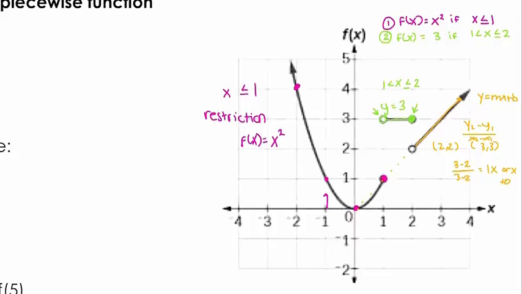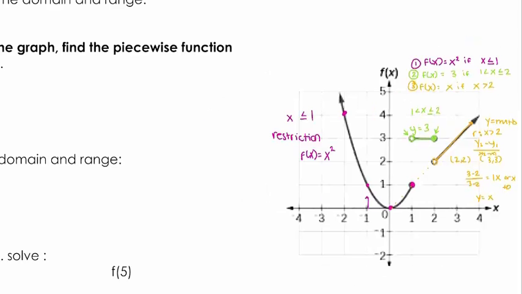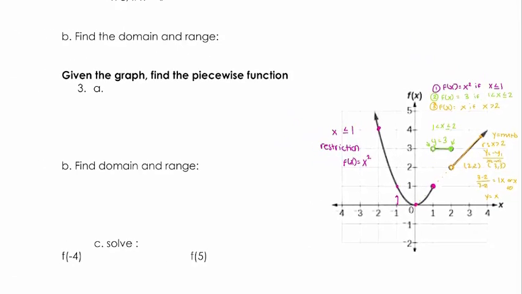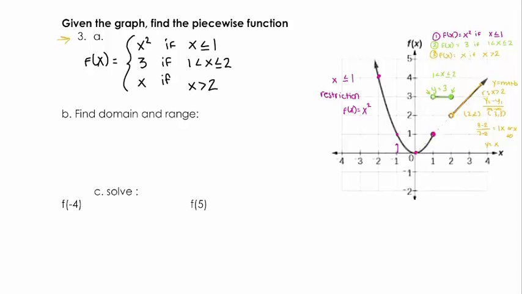So we know that our third function would be y is equal to x. And its restrictions are going to be that x has to be any number greater than 2. Not equal to 2, greater than 2, because it is, again, an open circle. So let's write our third function. Now that we have those written out, let's go ahead and rewrite them over here with our brace. Now that we have our piecewise function, let's go ahead and find the domain and range.